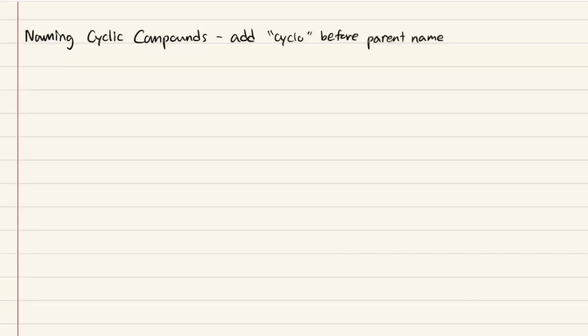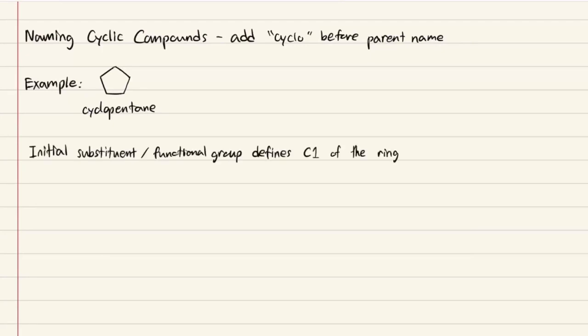Lastly, for cyclic compounds, we add the prefix cyclo before the parent chain name. For example, cyclopentane is a cyclic 5-membered hydrocarbon. When counting substituents on cyclic compounds, the initial substituent or functional group attached defines carbon 1 of the ring. For example, we refer to this structure as cyclopentanone rather than 1-cyclopentanone or cyclopentan-1-one. The ketone functional group marks carbon 1.